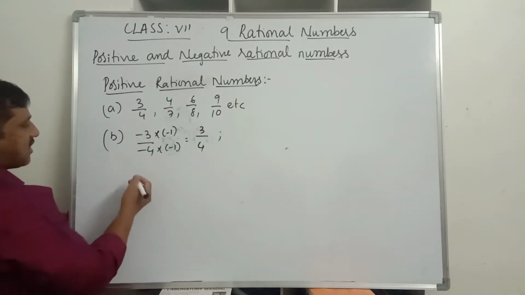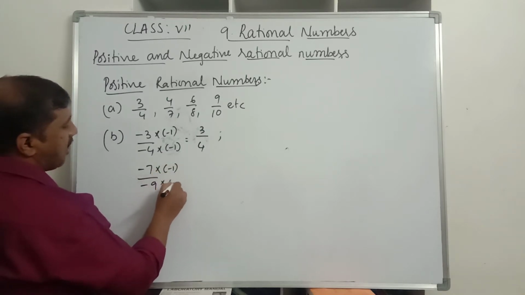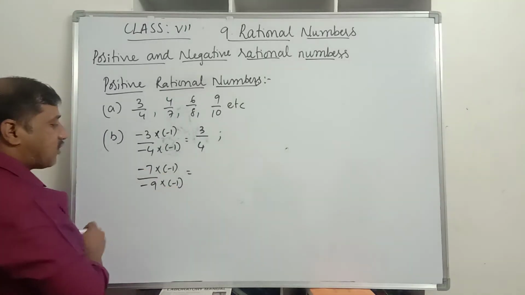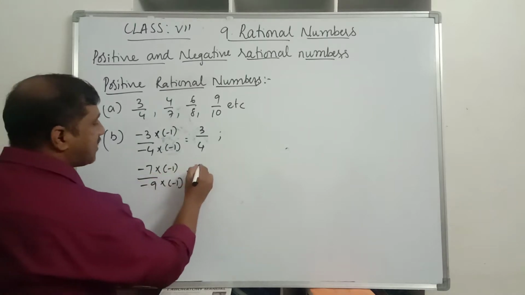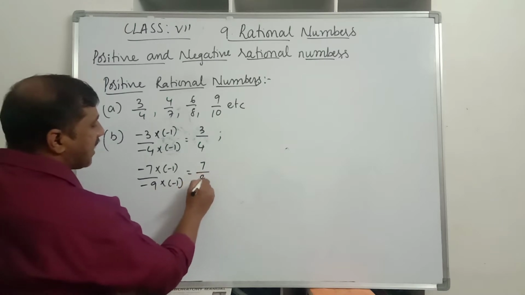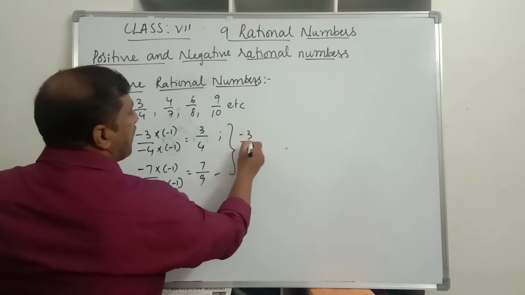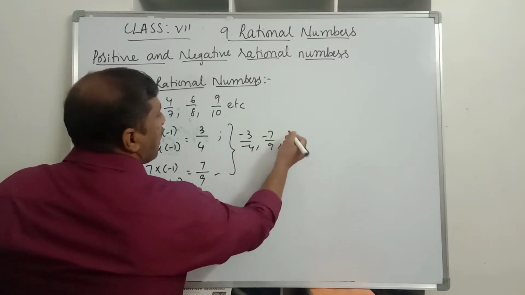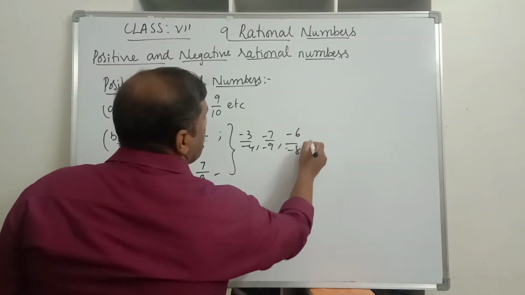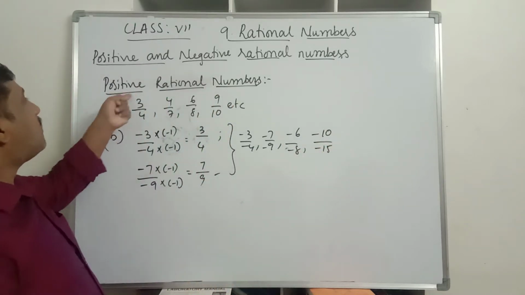Similarly, if you take any other rational number, minus 7 by minus 9, and multiply both numerator and denominator by minus 1, both will be converted to positive values. Minus into minus is plus, 7 into 1 is 7. Minus into minus is plus, 9 into 1 is 9. We get 7 by 9. Rational numbers like minus 7 by minus 9, minus 6 by minus 8, minus 10 by minus 15, are also positive rational numbers.